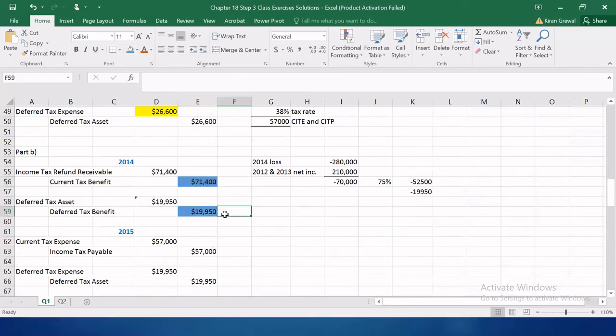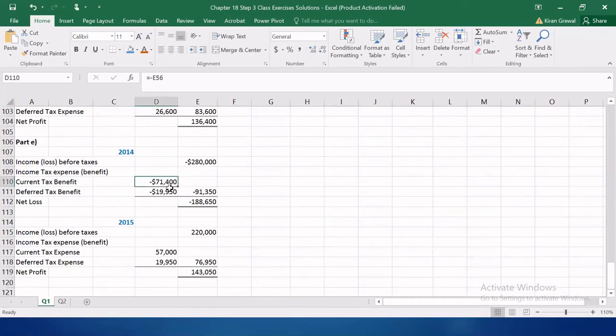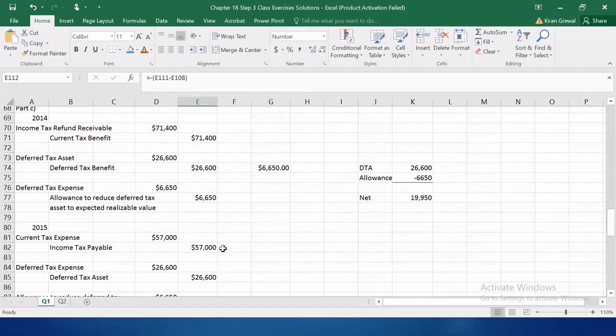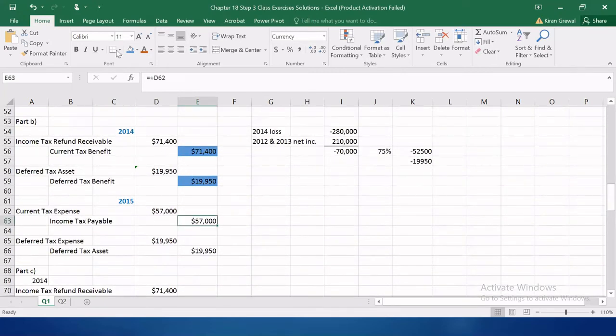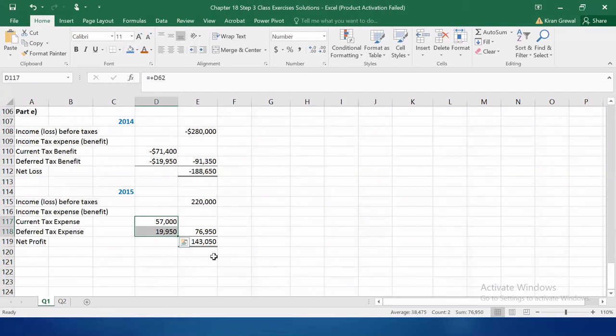Okay, so 71,400 and 19,950 were the two journal entries in 2014. So those two amounts are going to bring down our loss because they're benefits. So our loss is 188. In 2015, under the part B journal entries, we had two journal entries, 57,000 for current tax expense and 19,950 for deferred tax expense. So those two are right here. That's going to bring down our income because they're both expenses. So we have a net profit of 143,050.